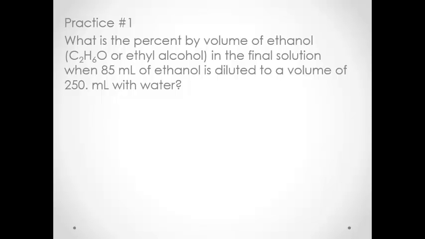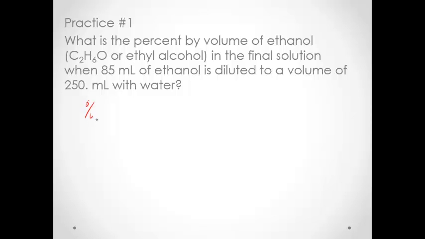If you ever look at ethanol alcohol, you're going to notice that it's not 100% alcohol, it's mixed with water. If we wanted to know the total percent of ethanol in that solution, we could use this equation. Let's say we had 85 milliliters of ethanol and we've added water to it, so it's diluted. The total volume is 250. It's not 250 milliliters of water, the total solution is 250.